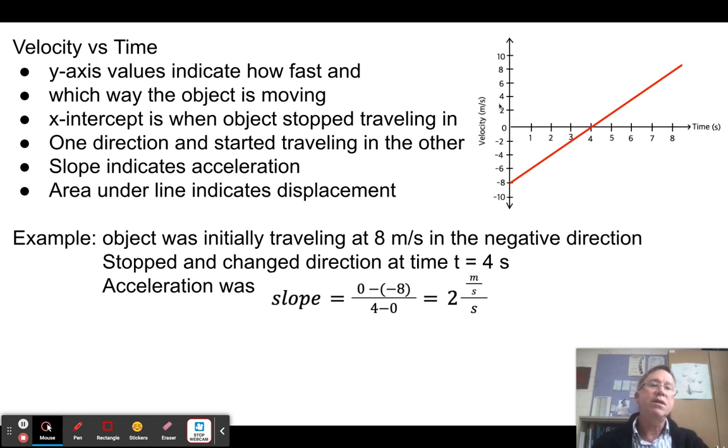Okay, so the slope then, what does the slope mean? Well, the slope would be meters per second divided by seconds. That's meters per second squared. That's acceleration. So in this case, if I say change in y over change in x, I get 2. But in this case, it's meters per second squared, which is acceleration. And I can ask myself, what does the area mean? The area would be meters per second times seconds, which would just leave me with meters, which is displacement.